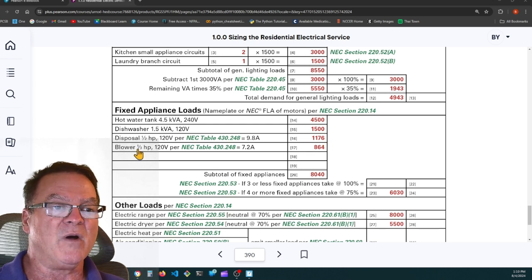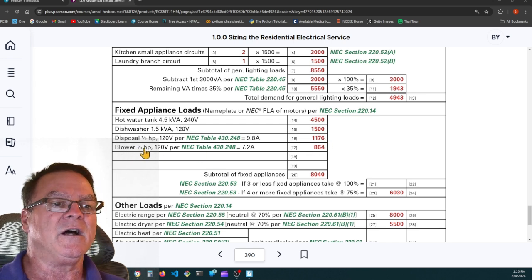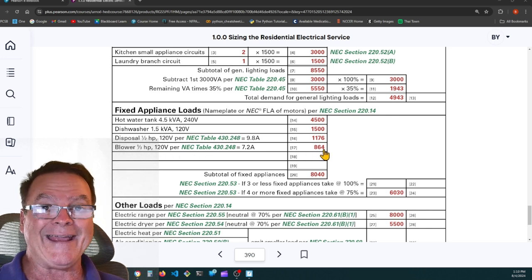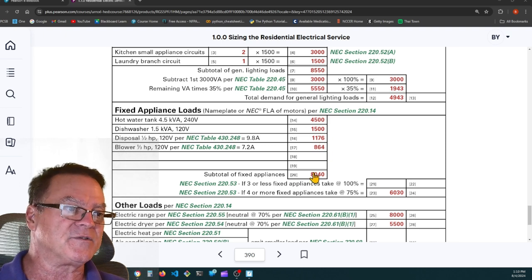Same with this blower motor. It's a 1/3 horsepower, and we found that it was 7.2 amps. So 7.2 amps times 120 volts gave us 864 volt amps. We'll add all of those together, and we get 8,040.